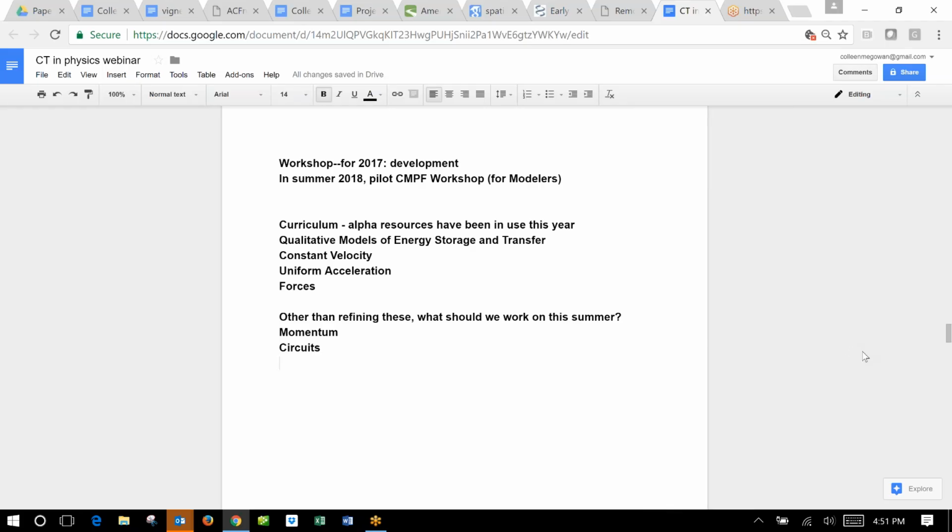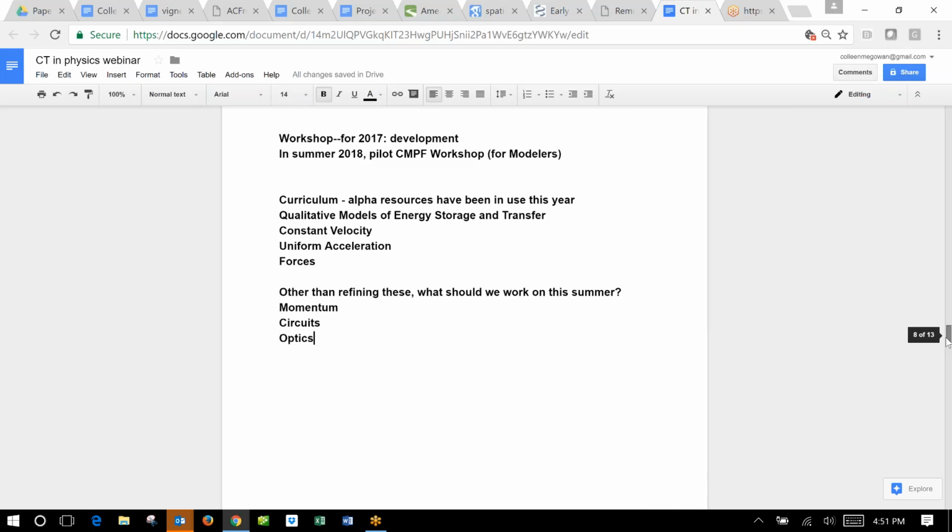If this looks like all of it, I was just wondering also about optics. We don't have an optics unit in our physics first curriculum, but that doesn't mean we never will. Okay, I'm going to throw that in there. Good. And if you have any other suggestions and you're just shy, please email me. I'm here.